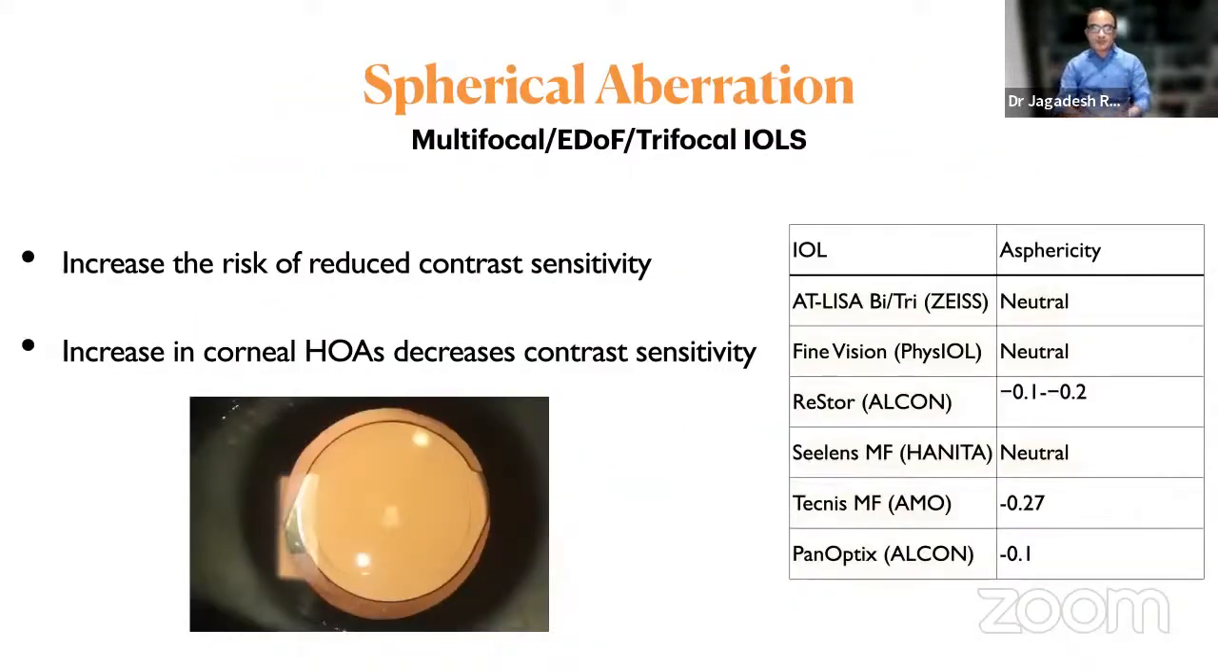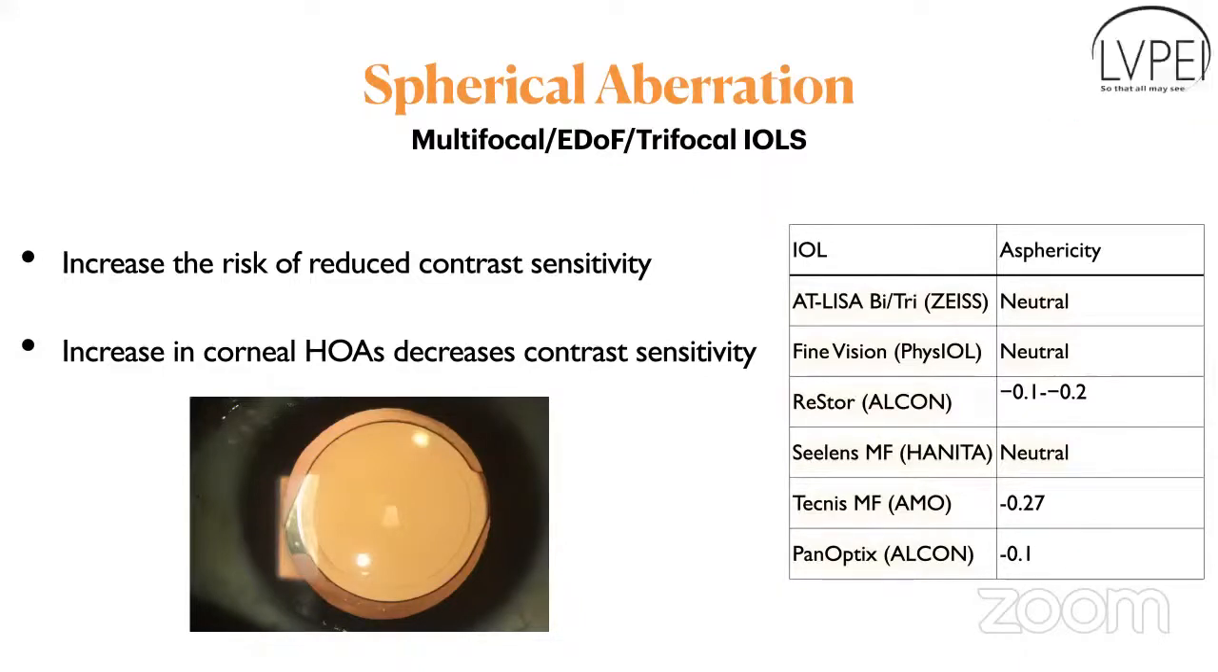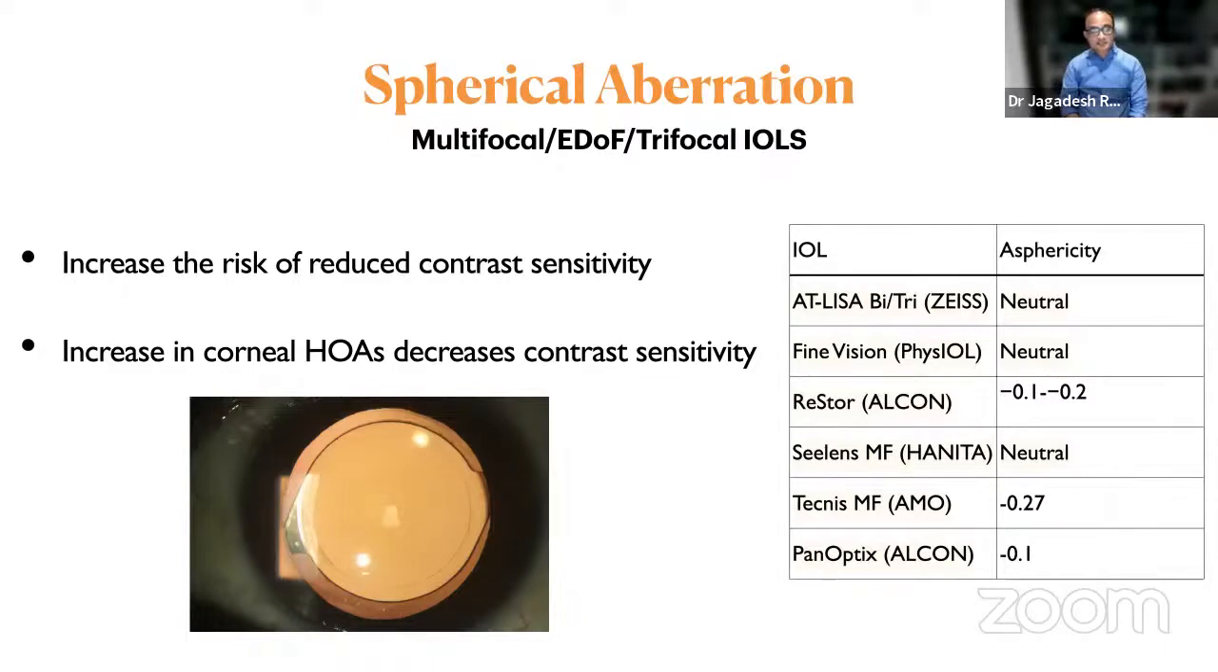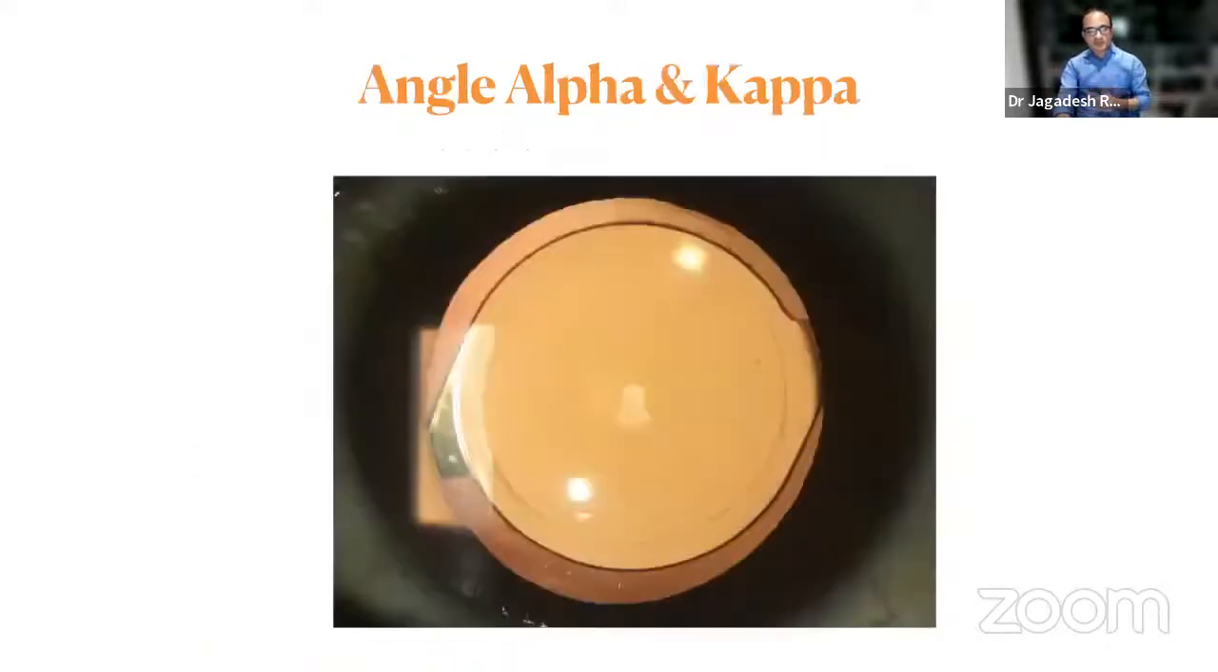So in multifocal lenses or trifocal lenses, I would say these lenses do decrease the contrast sensitivity to a certain extent. And if you have a patient with corneal higher order aberrations, this would decrease the contrast sensitivity as well. So it's very important for us to select an IOL in these also, which would suit a particular patient.